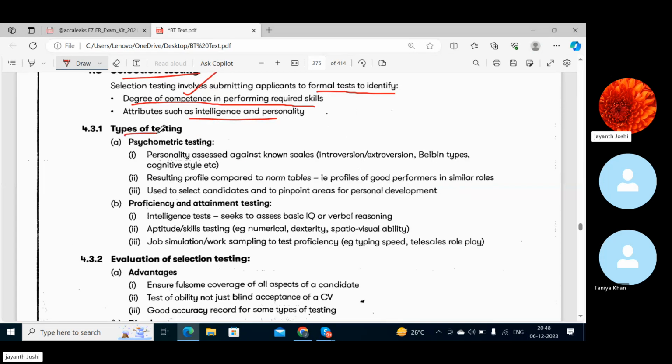Types of testing: psychometric testing. So personality assessed against known scales. That means whether someone is an introvert or extrovert, Belbin types, cognitive style, etc. You can search about Belbin types and cognitive style. So we are seeing the personality of a person on certain scales. Someone speaks at what level, or someone is put into a scenario, whether he gels with other people or not, or expresses himself properly or not.